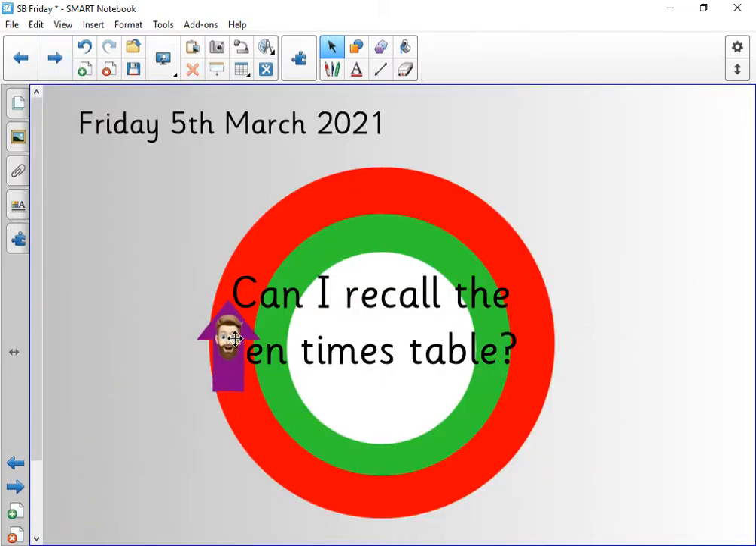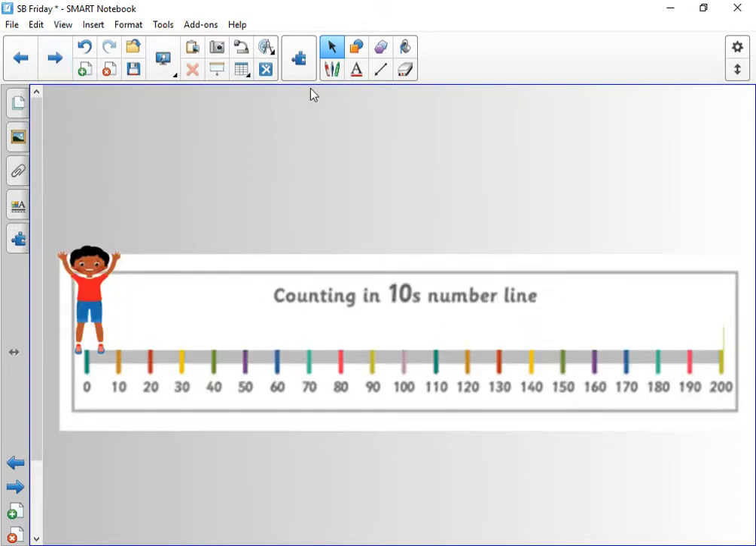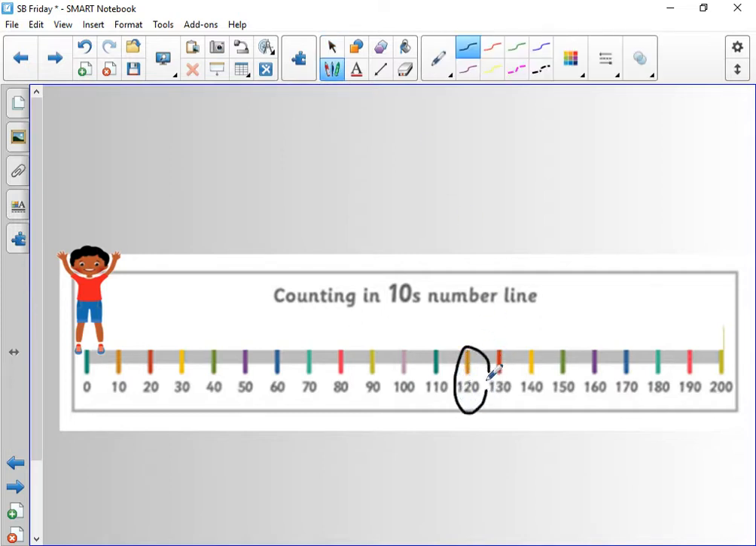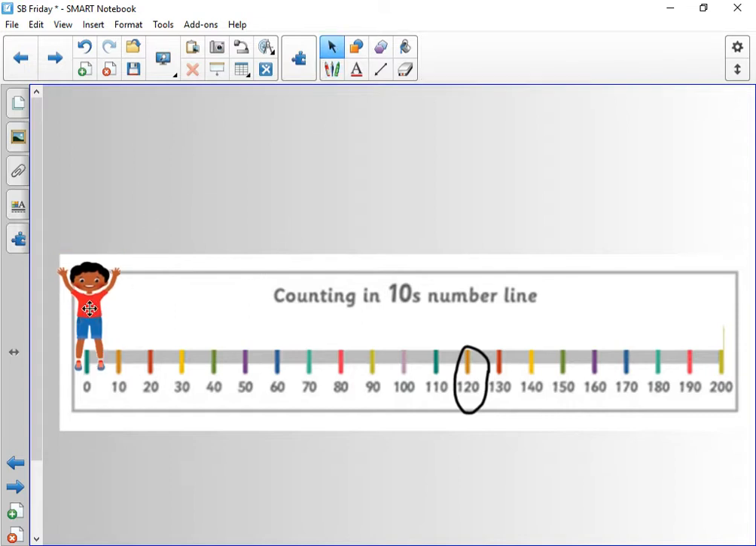Okay, so let's read the learning question together. Can I recall the 10 times table? We've done the 2 times table and the 5 times table. Now it's time for the tens. Let's count in tens to 120. And these are going to be the answers to our calculations today.